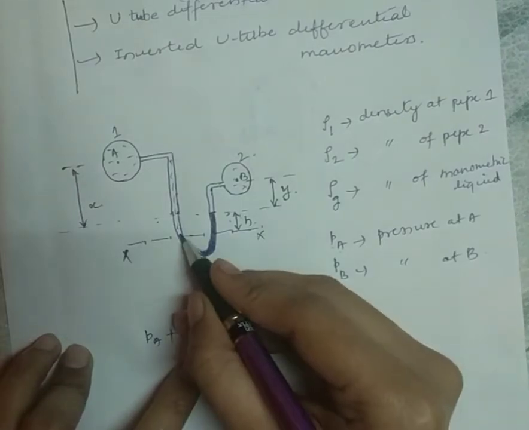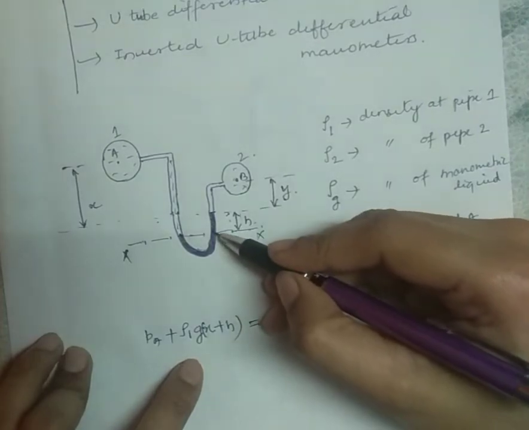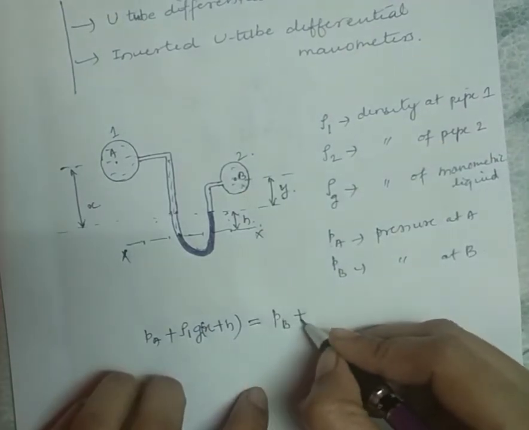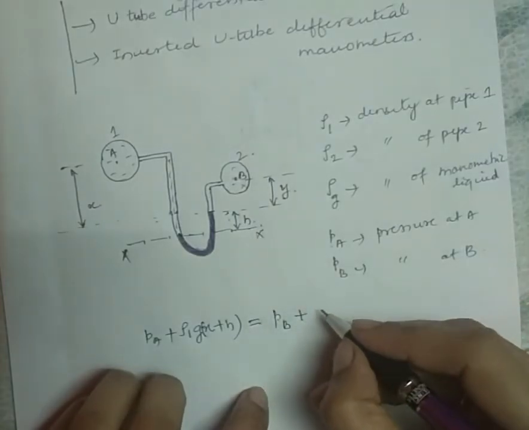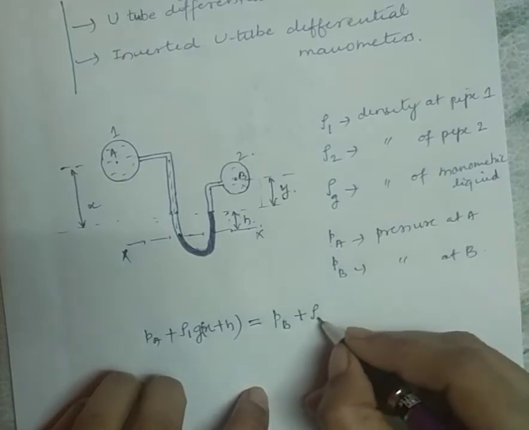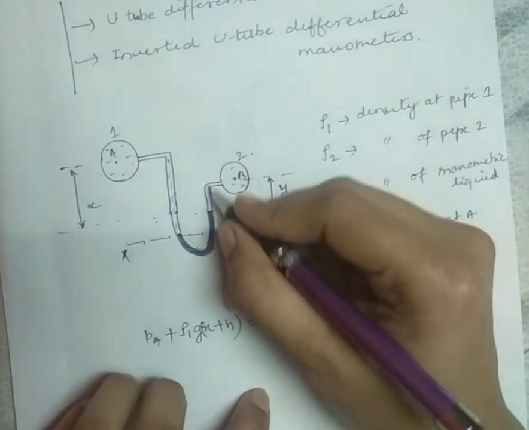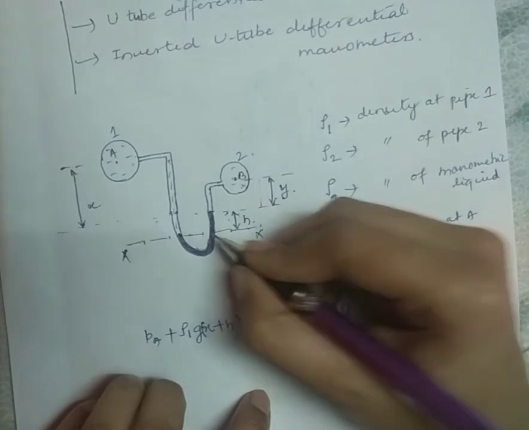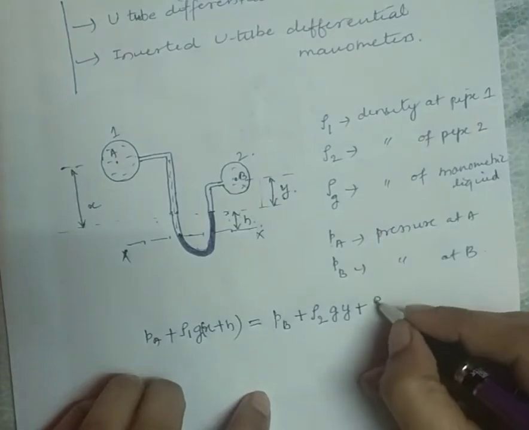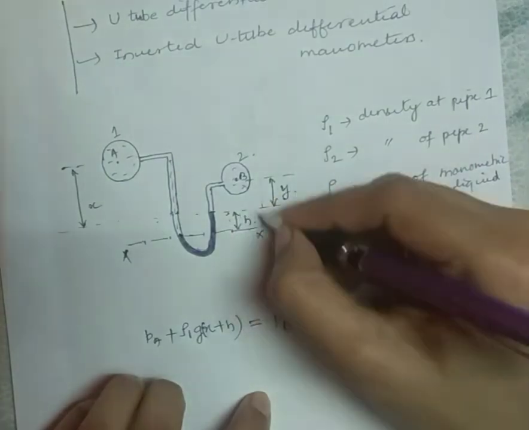Now I got the pressure at this particular point, which should be equated to the pressure at the point on the right limb. How to find that? Pressure at B, that is PB, plus the pressure due to this liquid column, so the density is rho 2 into g into y. I got this much, but what I want is the pressure at this point. So plus, this is the manometric liquid, so the density is rho g into g into h, where h is the height here.